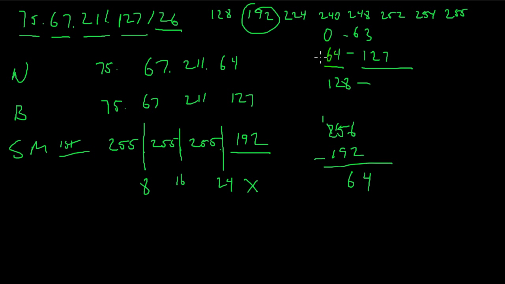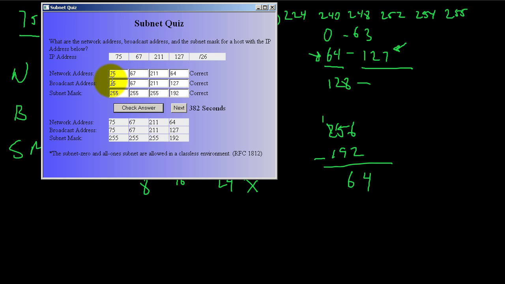Your network number is the first IP address in the range. Your broadcast address is your last IP address in the range. And we verified that the answer we typed in was correct.